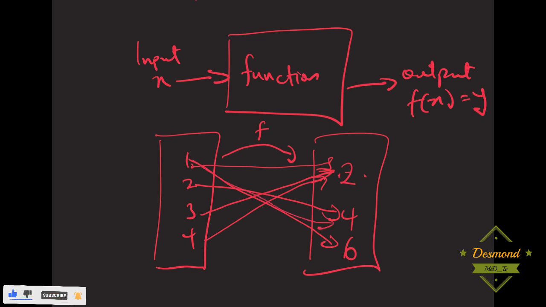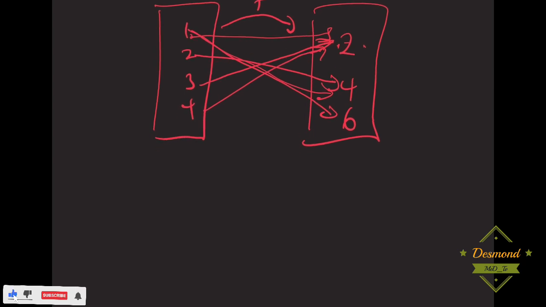It cannot happen like that, but we have a different number in the output side matching to the same number in the output side. That's what I'm talking about here. Now let's look at another visualization here.